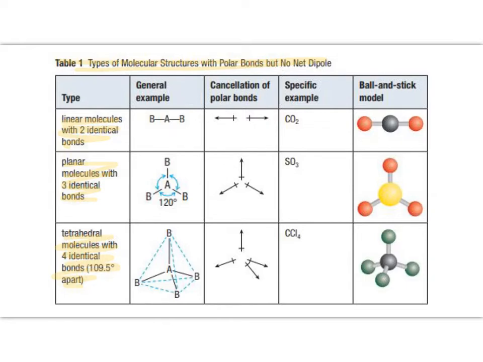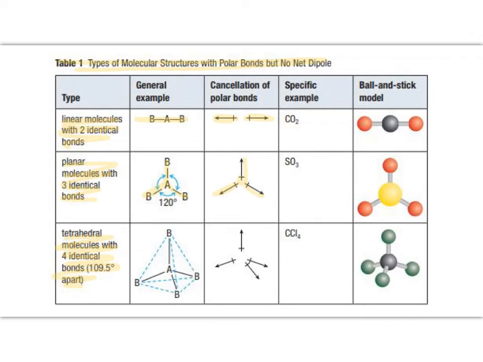So the general example with two identical bonds, even if these bonds are polar covalent bonds and would have a bond dipole, you notice that the bond dipole actually cancels out because it's in opposite directions. So the molecule has no net dipole. In the planar molecule, there are three bond dipoles, but again, because this is planar, they're flat, the forces would cancel out, and that gives us a nonpolar molecule with no net dipole.